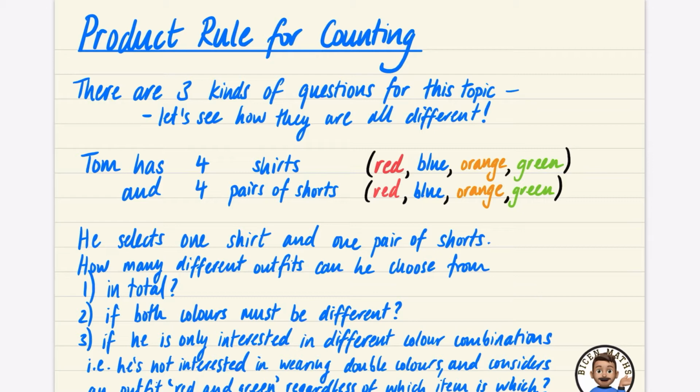So there are three kinds of questions for this topic, and we're going to see how they're all different to each other, because if we can work out which of these three kinds of questions there are, it really becomes quite an easy topic, I think.